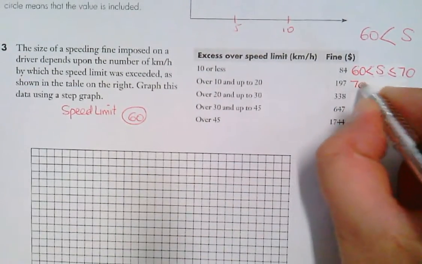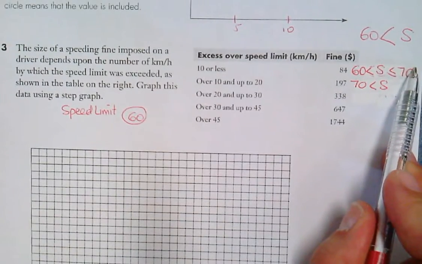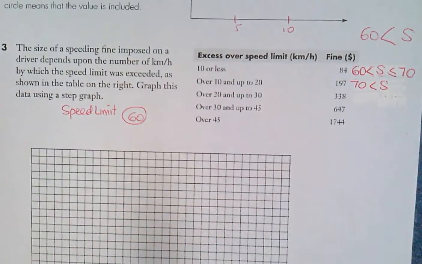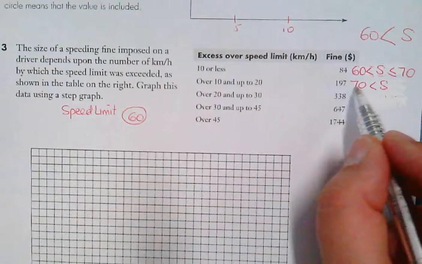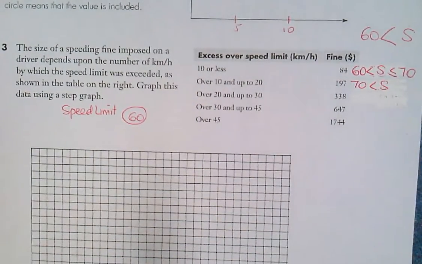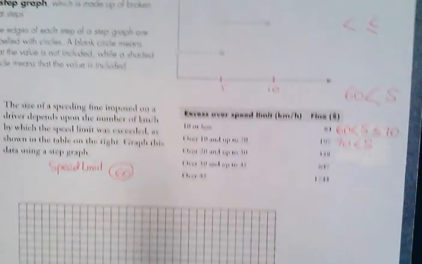This would be greater than 70. Do you understand that it can't equal 70 on this row and equal 70 on this row? Otherwise, which fine are they going to make you pay? So, yeah, this is greater than 70. Can you see it's just that symbol without an equal? That means less than. You know these symbols? That means less than or equal to. Do you remember those? All right.